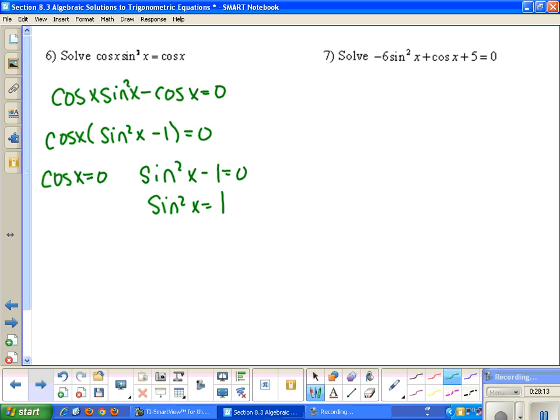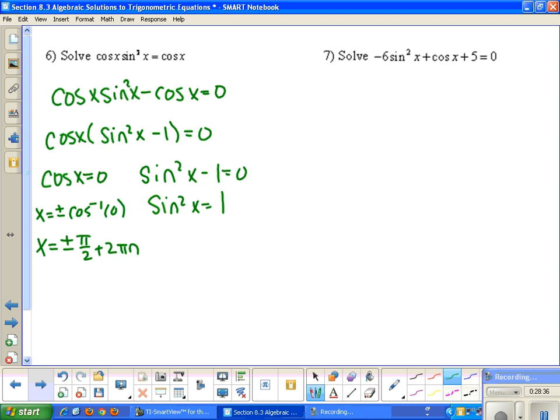So since cosine of x equals 0 is on my unit circle, I know that x is equal to plus or minus cosine inverse of 0. So what angle gives me 0 on the unit circle for cosine? I know that it's going to be at pi over 2, or we could do negative pi over 2, so x would be equal to plus or minus pi over 2 plus 2 pi n.